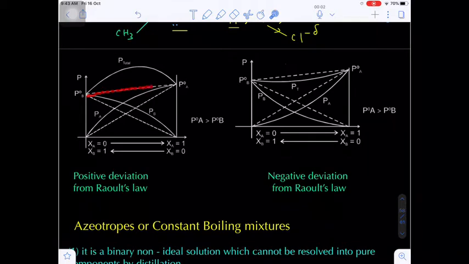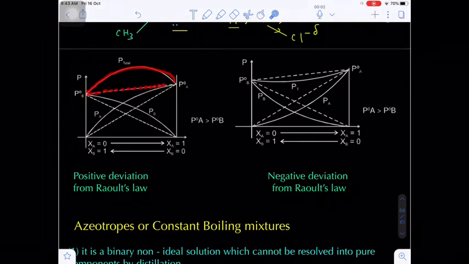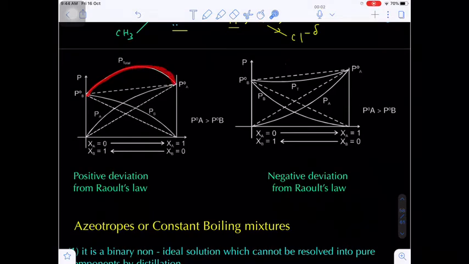Now this dotted line corresponds to the ideal nature. Now if we see the total pressure of a non-ideal solution showing the positive deviation, the pressure will be more as compared with Raoult's law. That means this is the experimental pressure, and the dotted line corresponds to the Raoult's law calculated pressure. The experimental pressure is always greater than the Raoult's law calculated pressure. That's why the curve will be above the dotted line. Okay, this will be the total pressure.